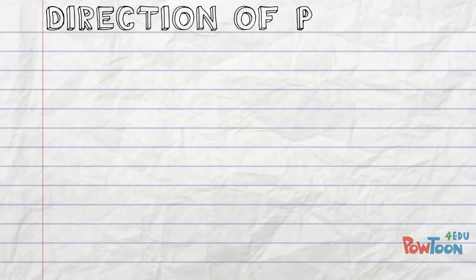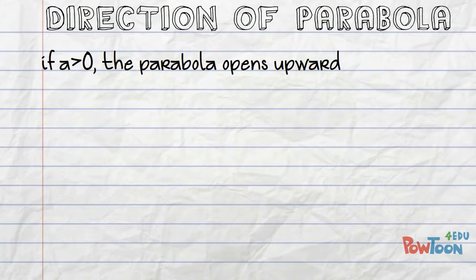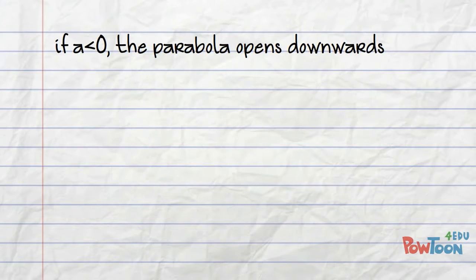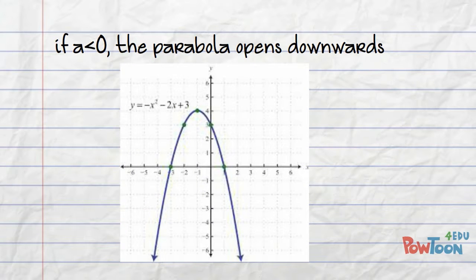The direction of the parabola depends on the value of a. If a is greater than 0, the parabola will open upwards. If a is less than 0, the parabola will open downwards.